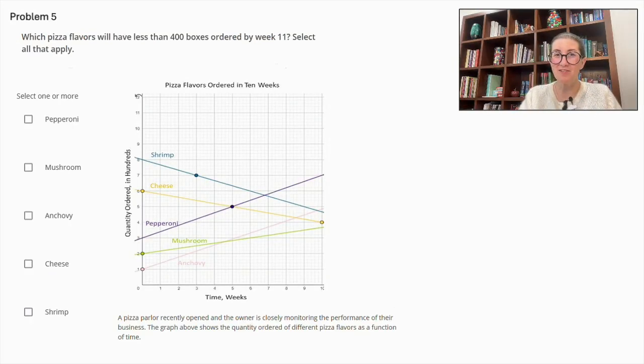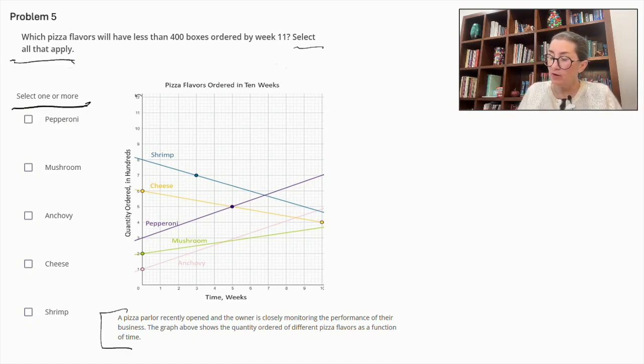Problem number 5. Which pizza flavors will have less than 400 boxes ordered by week 11? Select all that apply. So select all that apply indicates to us that there could be more than one correct answer in this multiple choice question. And again, it says select one or more. So there is at least one correct answer and possibly 2 or more.